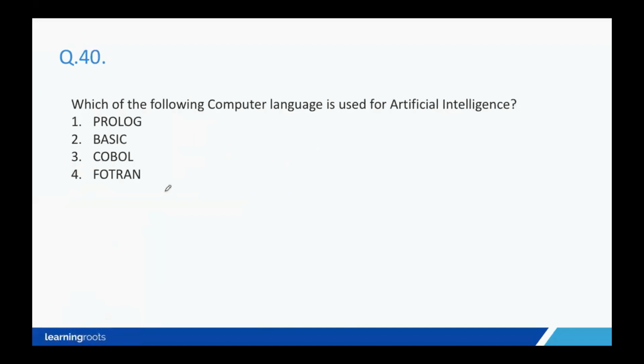And the last one, which one of the following is used for artificial intelligence? Again, BASIC, COBOL, and I think this is Fortran. So these are three languages which are pretty archaic, right? They have been there for a long time. So of course, the one that ideally should be the answer is the one which is Prolog.